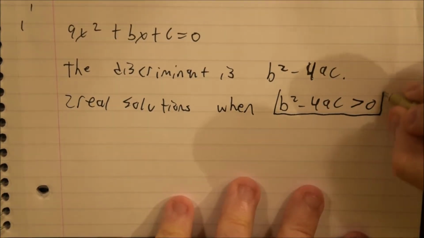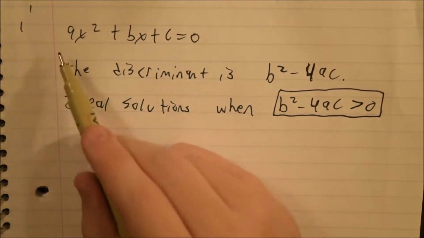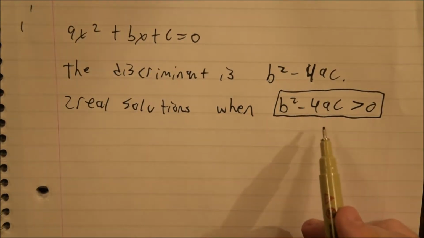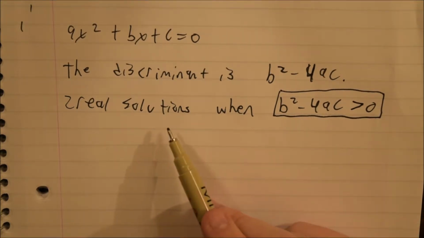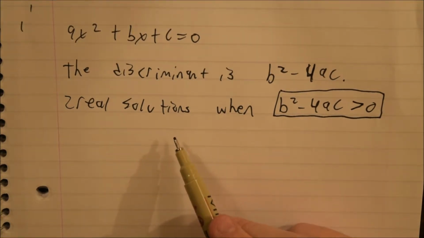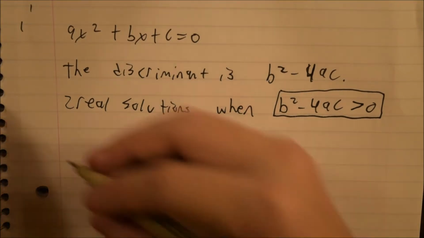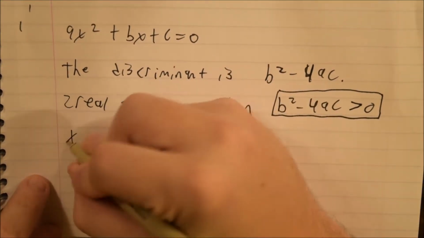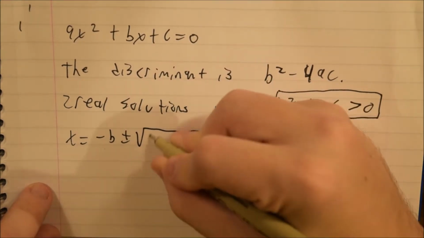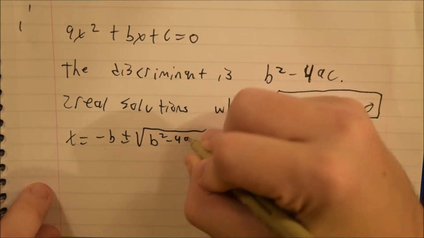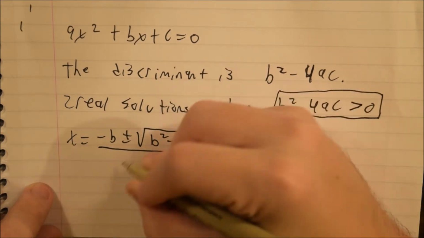All right, this is the key here. If I take my a, b, and c values and plug them into this little equation, and it's positive, that means I have two real solutions. And the quadratic formula is x equals minus b plus or minus the square root of b squared minus 4ac, all divided by 2a.